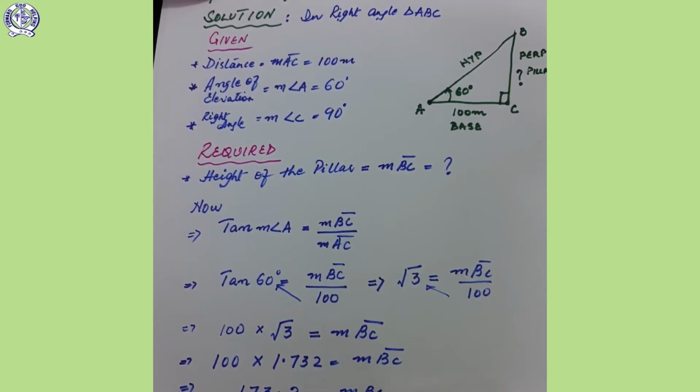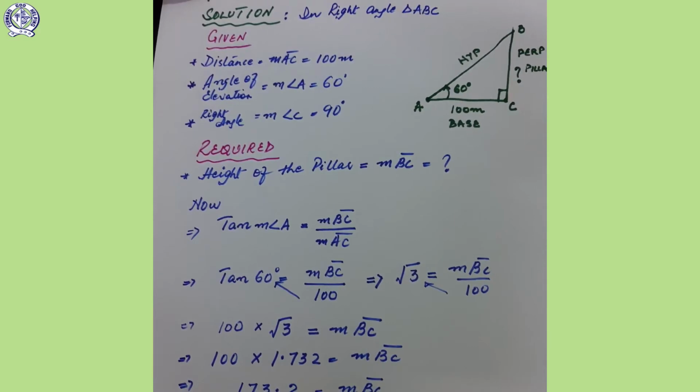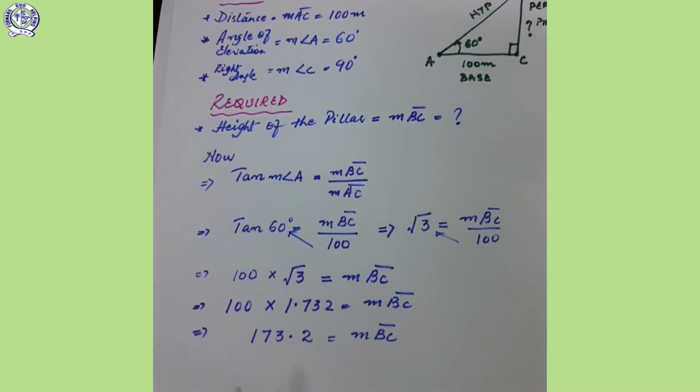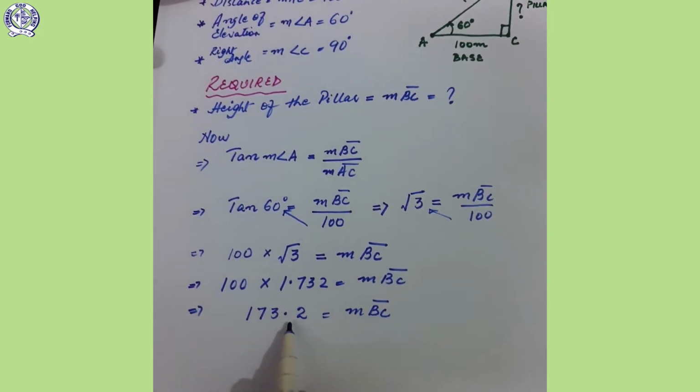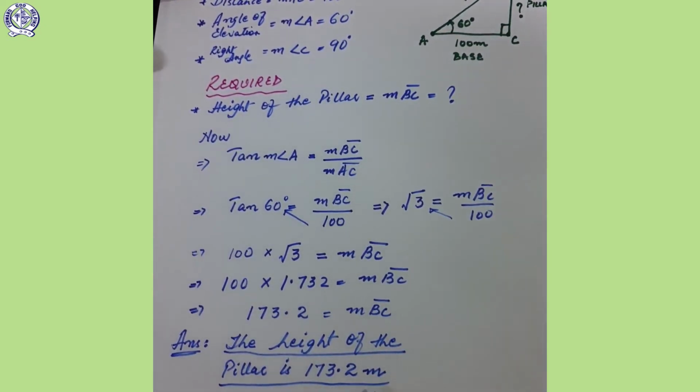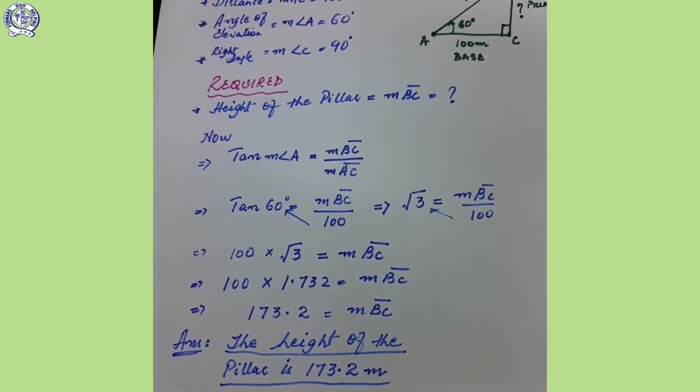Now this answer, don't write the answer here. If the question is in statement form, then in the answer also you will write a statement. So 100 into this is 173.2. So we will write the answer. Answer is: the height of the pillar, whatever is required in the question, is 173.2, and you will write the unit also, the measurement. Okay, the height of the pillar is 173.2 meters. So this way you will write the answer. I hope you have understood this.